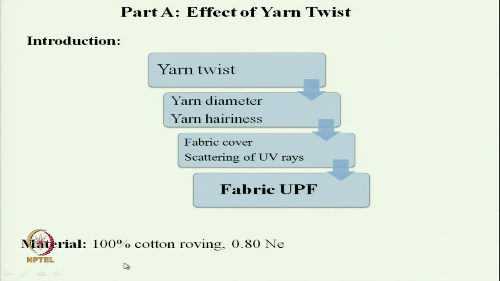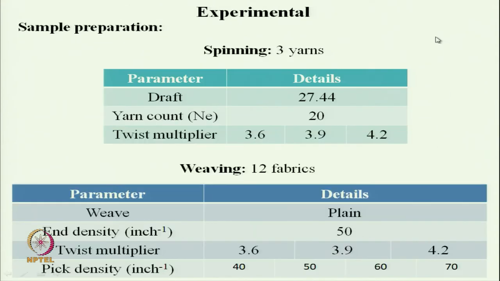100% cotton yarn was produced from roving of 0.8 Ne. These are the spinning parameters. 3 yarns were produced with 3 different twist multipliers with a yarn count of 20s Ne; 3.6, 3.9 and 4.2 twist multipliers were given. A total of 12 fabrics were produced with end density 50 ends per inch, 3 different twist multipliers and 4 different pick densities.